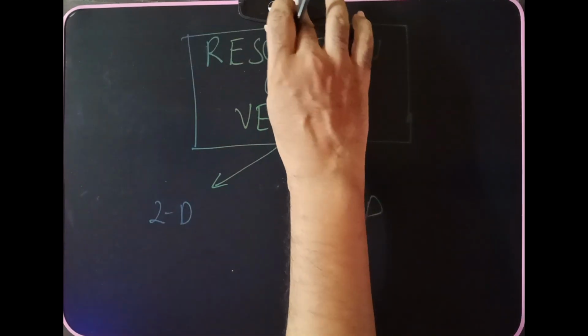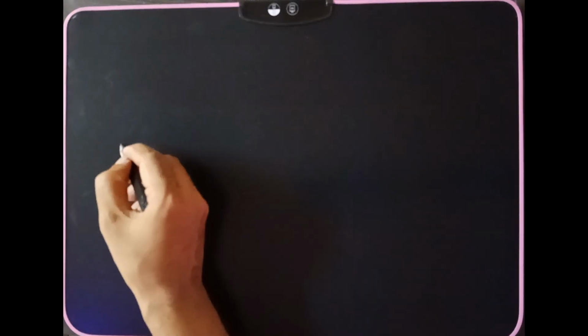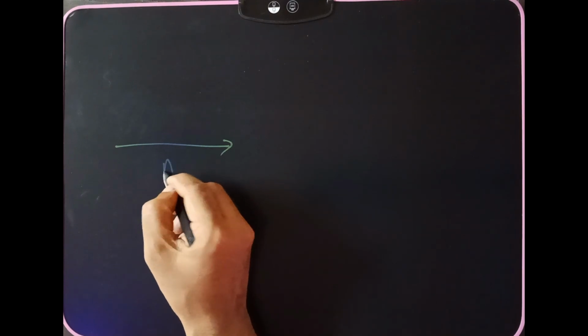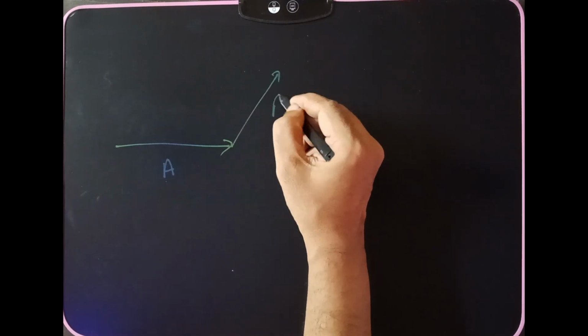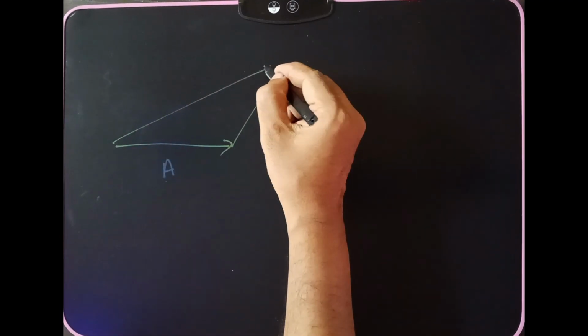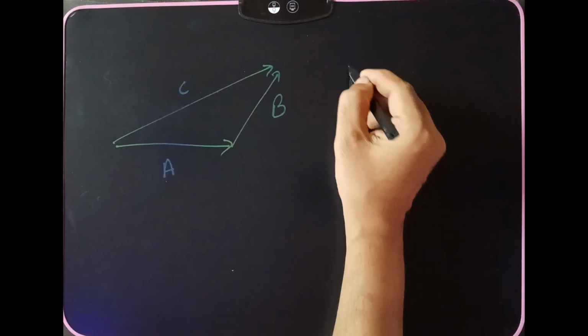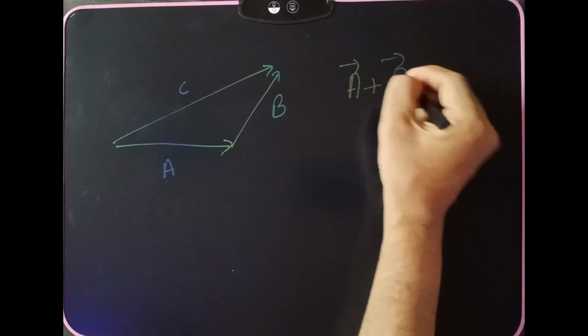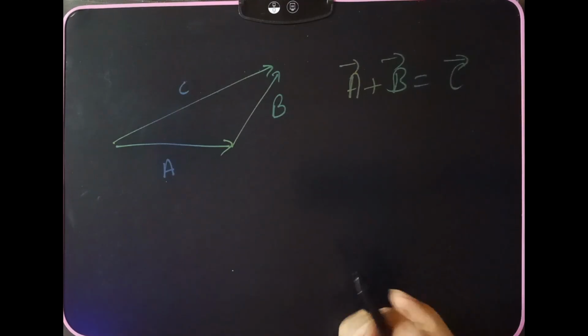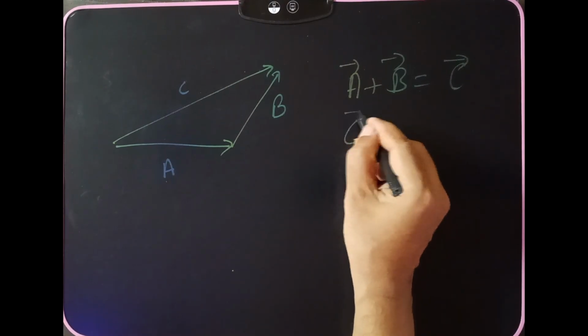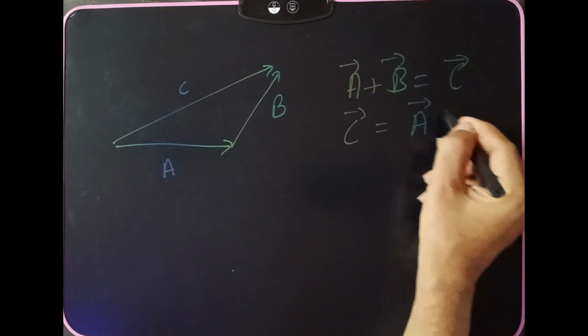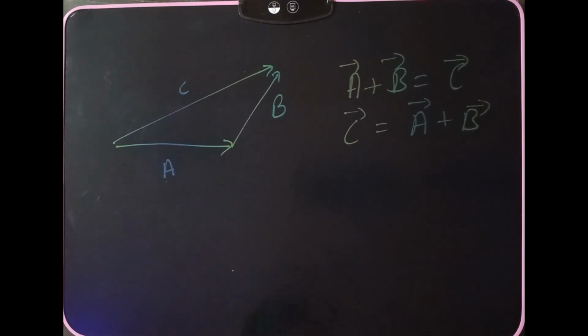So far what we have seen is we have a vector A and vector B, then the resultant is given by vector C, right? So A vector plus B vector is equal to C vector. This we can also write as C vector is equal to A vector plus B vector. We can also write it like this, right?